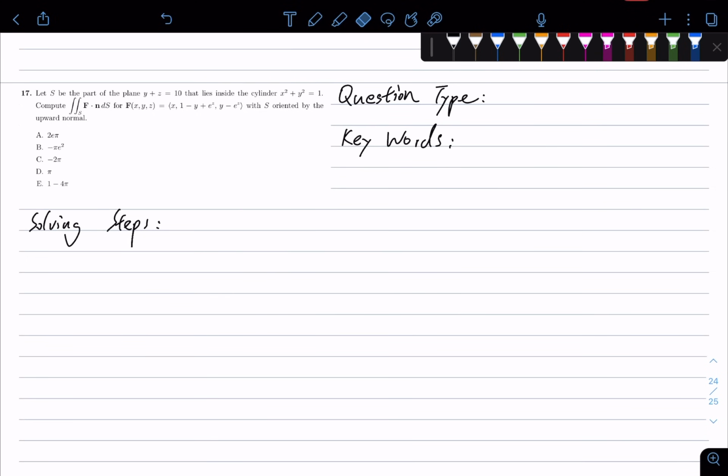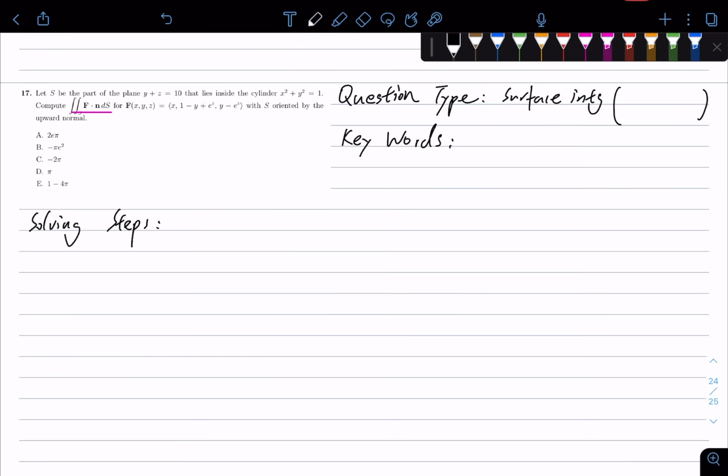Question number 17. Let S be part of the plane y plus z equals 10 that lies inside a cylinder. Compute the surface integral for f with S oriented by the upward normal. Okay, so I think everybody understands that this is a surface integral, because we have a definition right here. But we're not done yet. We have a few things to identify before we can start our solving steps first.